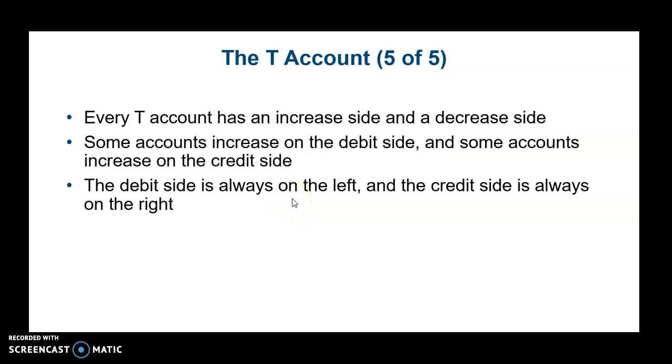Every T account also has one side that's going to increase and one side that's going to decrease. It's always going to depend on the type of account you have, whether it's an asset, a liability, or owner's equity, revenue account, or an expense account. So the debit side is always on the left and the credit side is always on the right. But as we talk about it, with some accounts, again, they're going to increase on the left side and some accounts will increase with the credit on the right side.